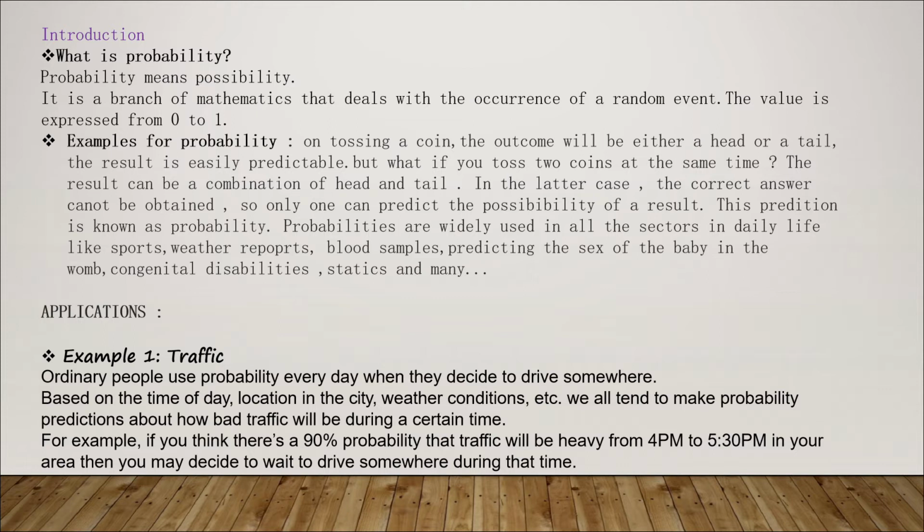In that, example 1 is traffic. Ordinary people use probability every day when they decide to drive somewhere based on the time of day, location of the city, weather condition, etc. We all tend to make probability predictions about how bad traffic will be during a certain time. For example, if you think there is a 90% probability that traffic will be heavy from 4 p.m. to 5:30 p.m. in every area, then you may decide to wait to drive somewhere during that time.